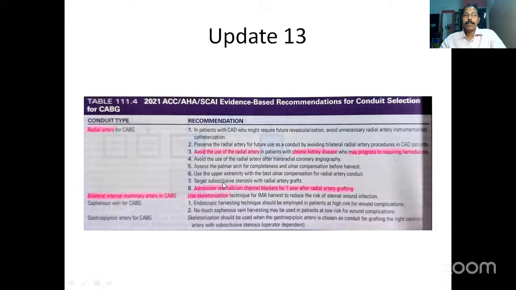And the point, again MCQ, we have to administer an oral calcium channel blocker like diltiazem for 1 year after radial artery grafting, because this vessel will be very prone to spasm because of its thick muscular wall. Again, regarding bilateral internal mammary harvesting, we try to use the skeletonization technique rather than the pedicle technique. Again, why skeletonization? To avoid future wound infection or chest infection.